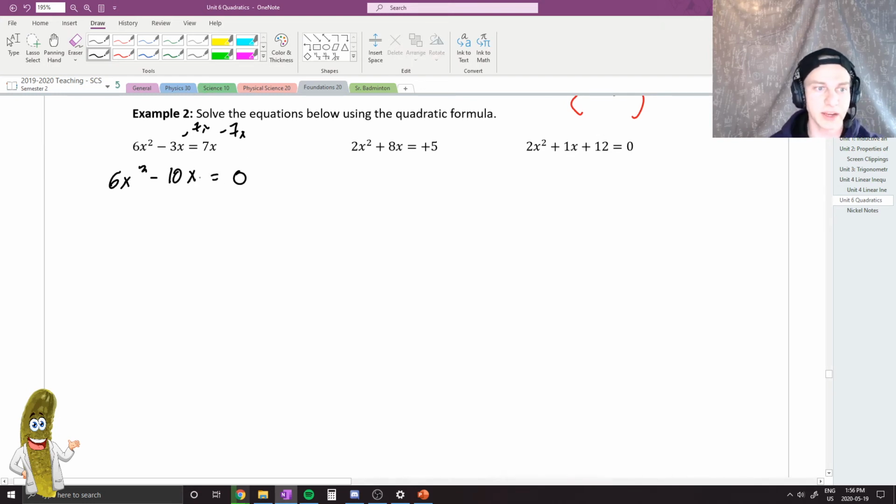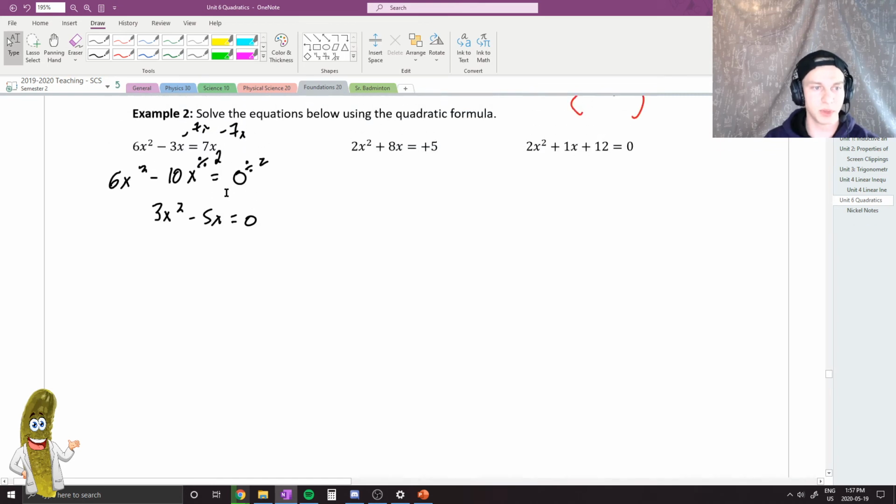So in this case, I can right away see I actually do not have a value for c. I have an a and a b, but I don't have a c. Now, I'm going to make my life a little bit simpler, and I'm going to work with smaller numbers. I'm going to divide this entire thing by 2, and then I'm also going to divide 0 by 2, which we know is just 0. So then I have 3x squared minus 5x is equal to 0.